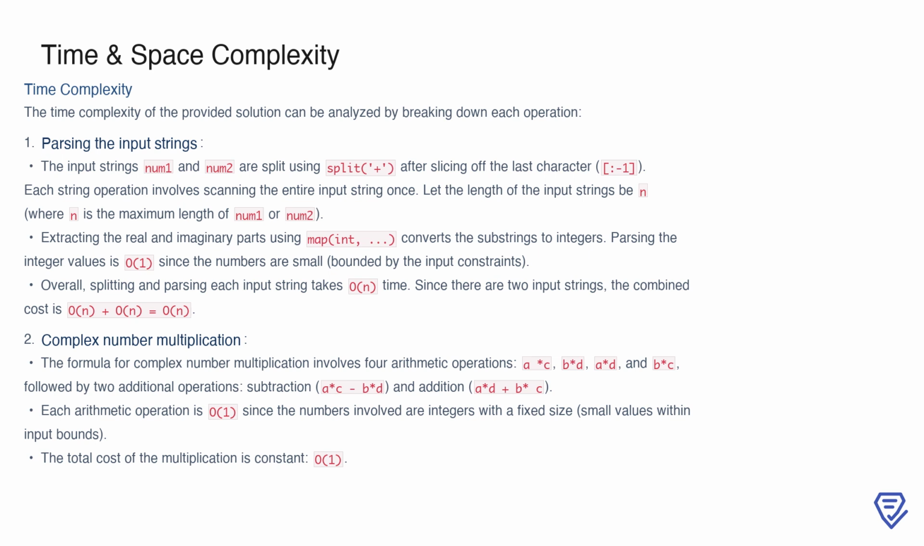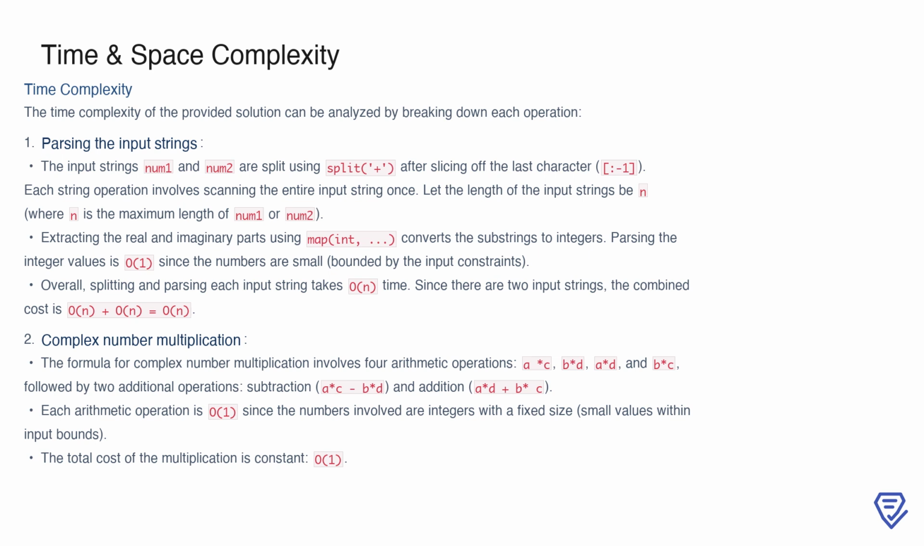for each input. Once we have the substrings, we use map int to convert the parts into integers. Because the integers are small and bounded by the input constraints, this conversion is a constant time operation, O(1). Combining these steps for both input strings, the total cost for parsing is O(n) plus O(n), which simplifies to O(n).